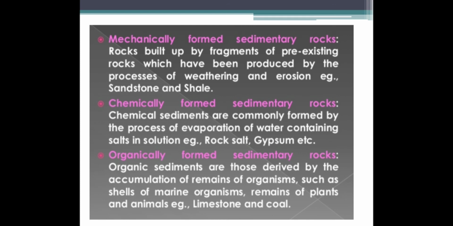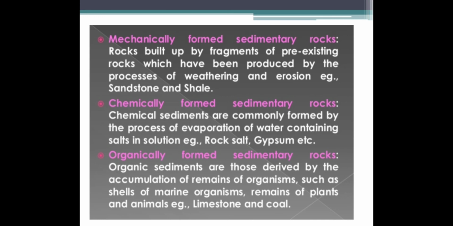The chemically formed sedimentary rocks are commonly formed by the process of evaporation of water containing salts in the solution. So the rocks which remain back, rock salt and gypsum, are formed in this way. Then organically formed sedimentary rocks, that is organic sediments, are those derived by the accumulation of remains of organisms, the animals, human beings, shells of marine organisms, remains of plants and animals. They go on being deposited one above the other, and like that we get limestone and coal.